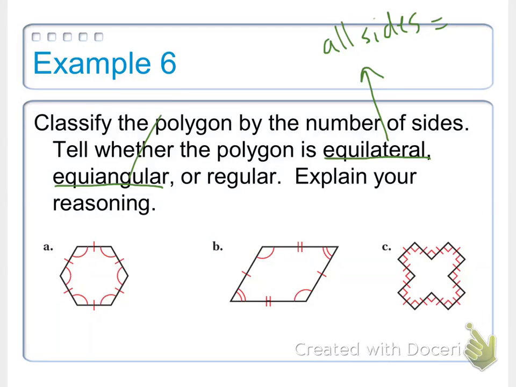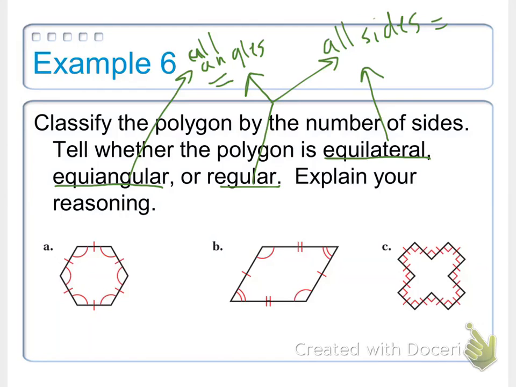Equiangular sounds like all angles equal measure. Okay, regular is both of those at the same time. Okay, so that's how I'm going to explain it here.